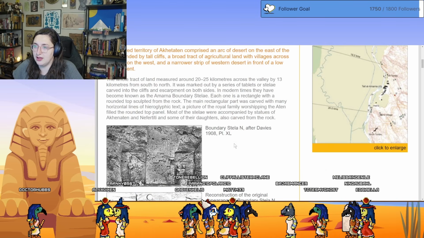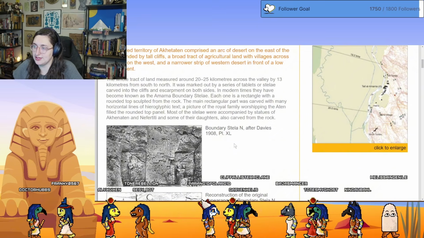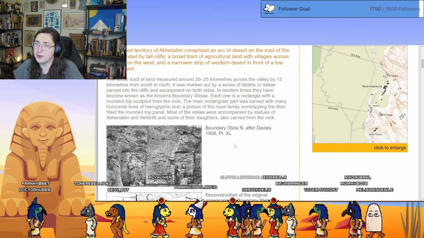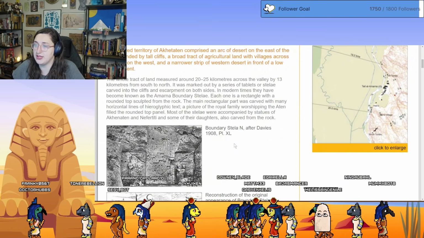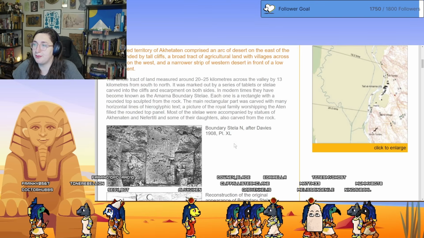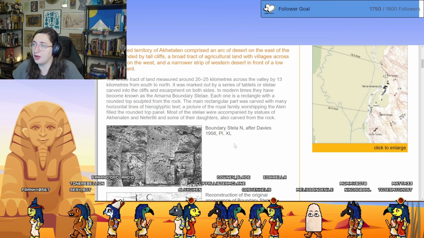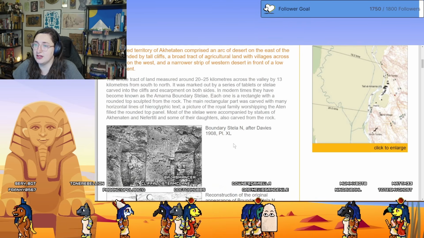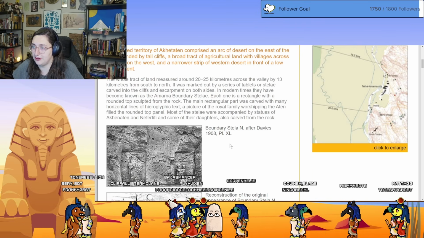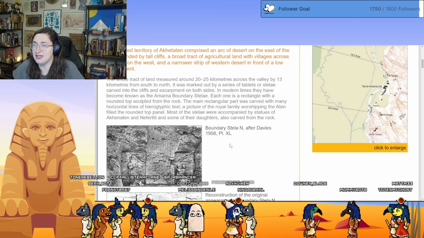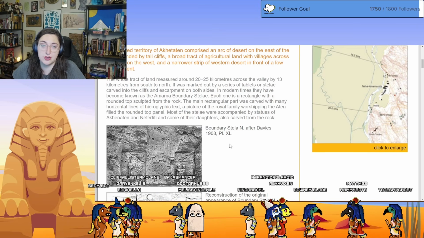In modern times, they have become known as the Amarna boundary stela. Each one is a rectangle with a rounded top sculpted from the actual rock. The main rectangular part was carved with many horizontal lines of hieroglyphic text. The picture of the royal family worshipping the Aten filled in the rounded top panel. Most of the stelae were accompanied by statues of Akhenaten and Nefertiti and some of their daughters, which were also carved from the rock.